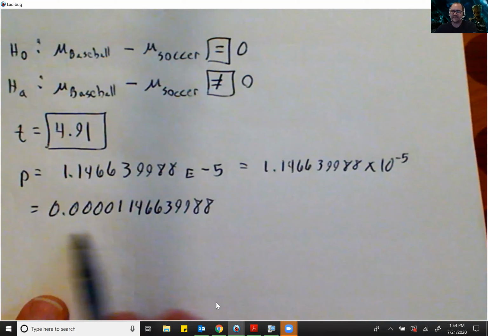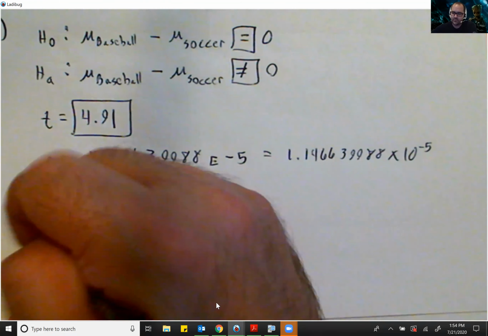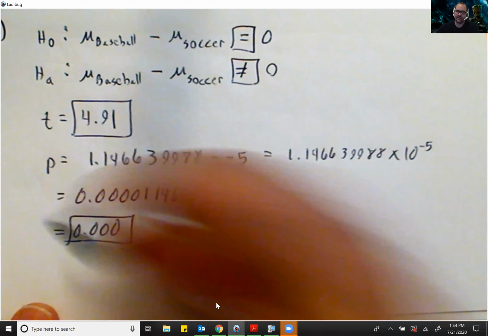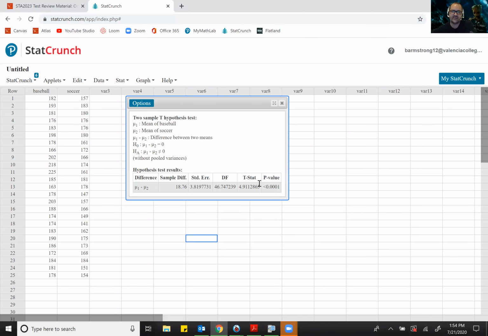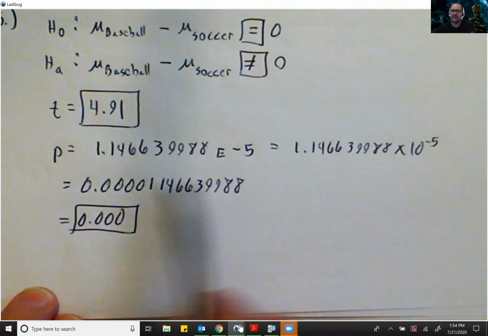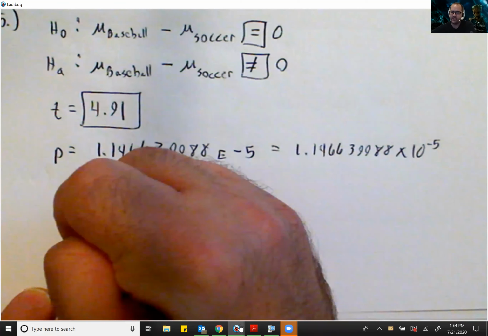And if you round this to 3 decimals, you're just going to have 0.000. And they do want that in the blank, which is why you see on StatCrunch, it says 0.0001, less than that, because it's a really, really small number. Our p-value, as you saw, is definitely less than 0.0001. Okay, it's extremely small, but that's what they want in that blank, 0.000. Okay, make sure that you put that in there.